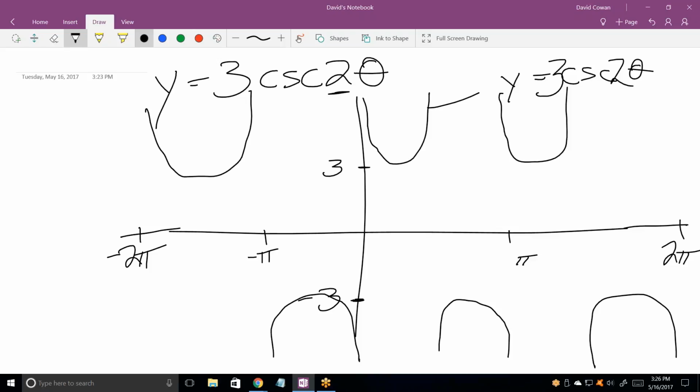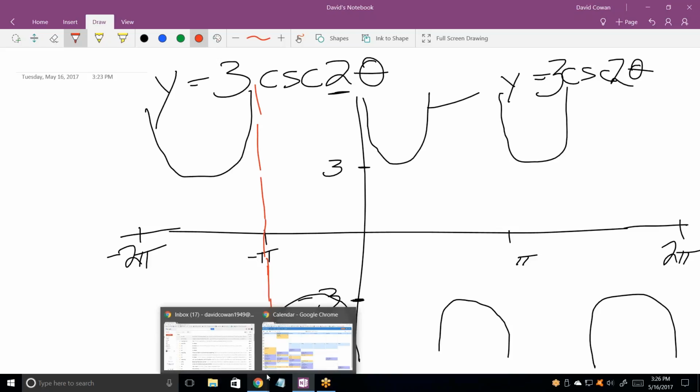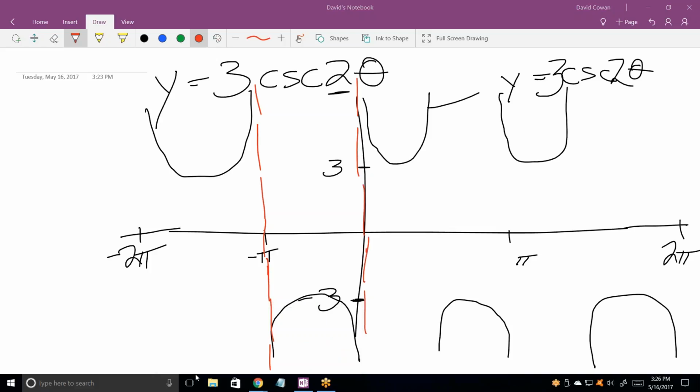Notice that there are vertical asymptotes everywhere where the sine is equal to 0. Right? Because if the sine's equal to 0 and the cosecant is the reciprocal of the sine, well, you can't divide by 0, so you put a vertical asymptote there. Okay, so I have one question though.